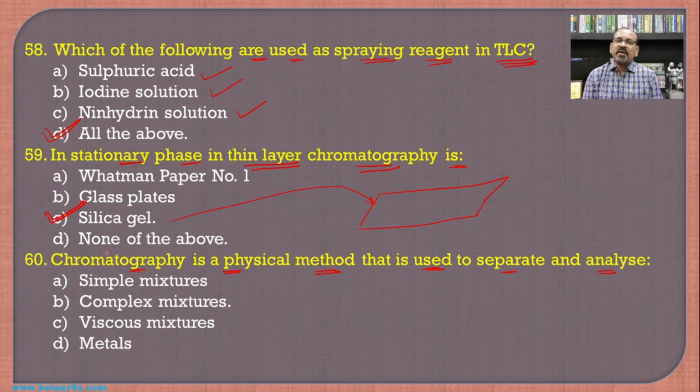Then chromatography is a physical method that is used to separate and analyze. Whether it is thin layer chromatography, paper chromatography or other methods of chromatography, they are very commonly used for the separation of complex compounds, and hence complex mixtures are commonly separated with the help of different chromatographic methods, and hence it is the answer.